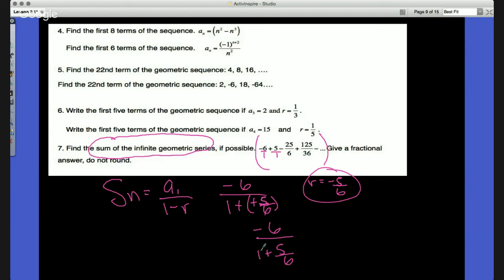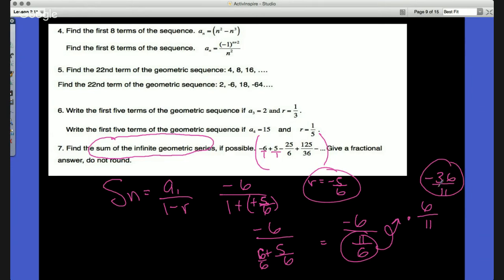Now, we're not quite done because we want to get a common denominator. So we're going to put 6 over 6 here. And so we have -6 over 11 over 6. Flip this to the top to multiply by 6 over 11. So when we multiply across, we should get -36 over 11 as our answer. Or you could put like 3 point something there, and that would be completely fine. All right.